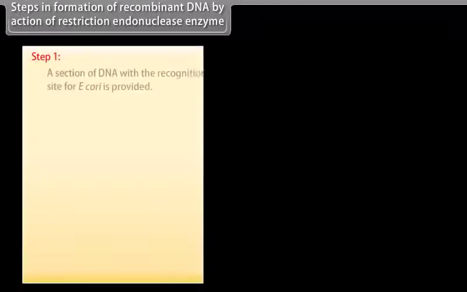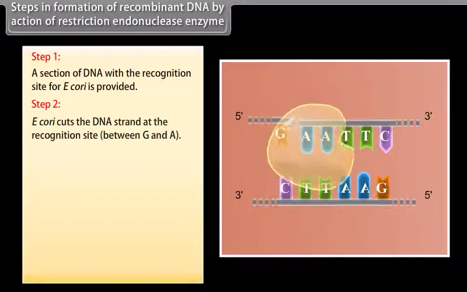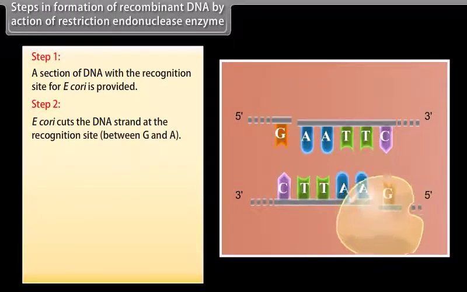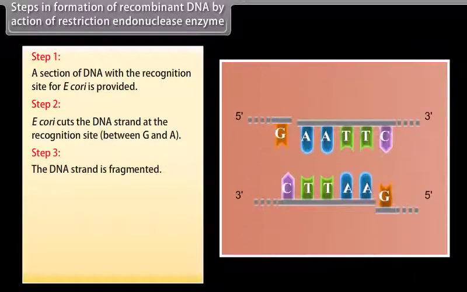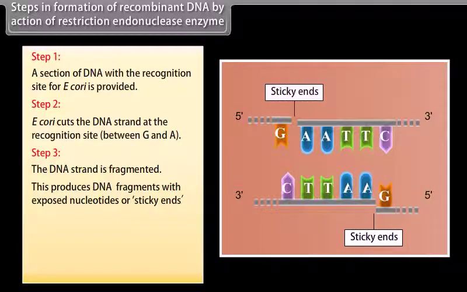Step 1. A section of DNA with the recognition site for E. coli is provided below. Step 2. E. coli cuts the DNA strand at the recognition site between G and A. Step 3. The DNA strand is fragmented. This produces DNA fragments with exposed nucleotides or sticky ends.